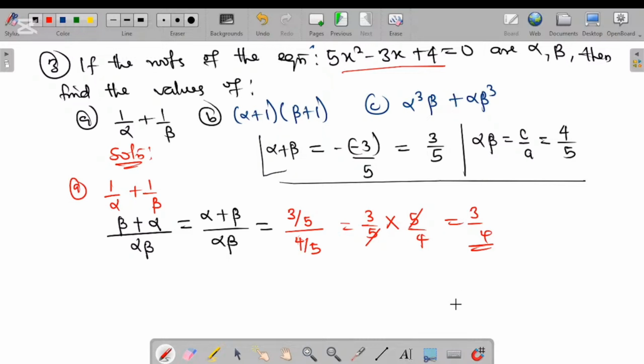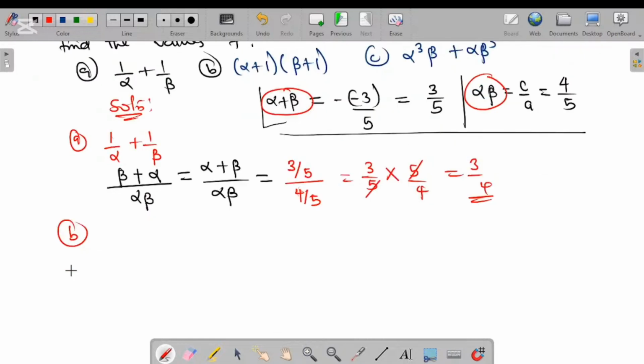So as I'm using it, my eye will be open to how I will get alpha plus beta and how I will get alpha beta, because those are the things you can get from an equation, except the other ones are given to you. But the ones you can find from an equation are these two. Okay, so let's go on. Example B. So B says we should find the value of alpha plus 1 into beta plus 1.